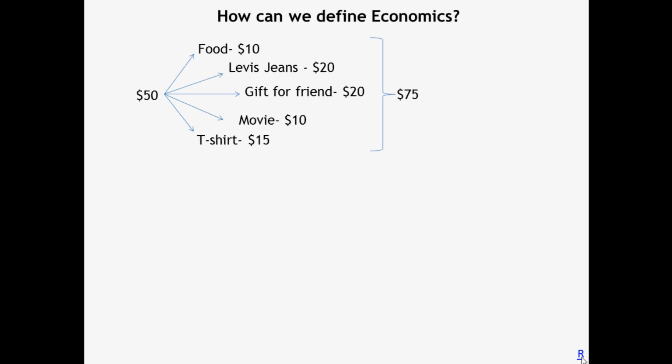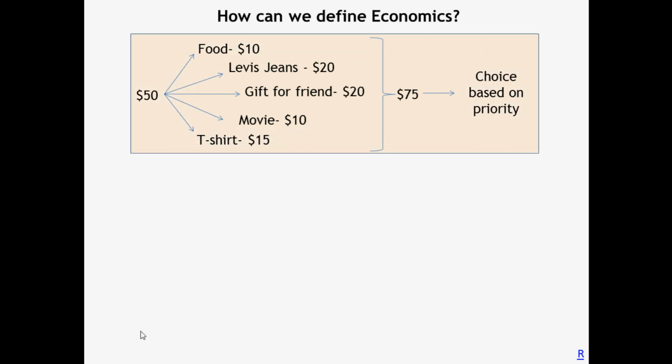But how is it possible when you have only $50 in hand? It is not possible. So what can you do? Yes, the thing you can do is to make choice based on priority. If you choose the first three, the last two will be left unsatisfied. Similarly, if you choose the second, third, and the fourth one, the first and last one will be left unsatisfied. This simple example can help us to understand the definition of economics.